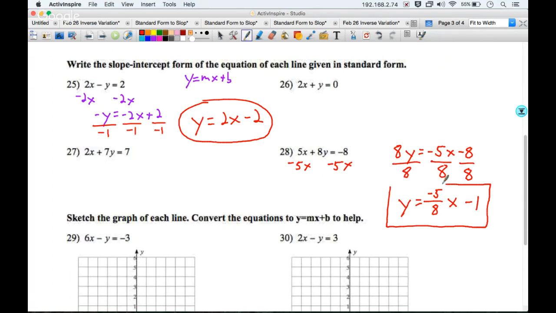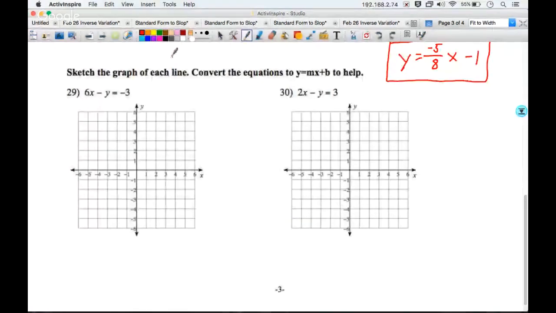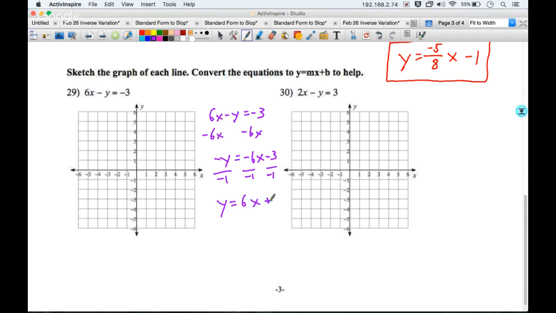All right, and then we put it all together for these last problems here. Convert to y equals mx plus b, and then use that to graph. So I'll just do 29. I'm going to subtract the 6x from both sides. Let me just copy it first. Move that 6x to the other side. Negative y equals negative 6x minus 3. Divide every term by negative 1. Then I get y equals 6x plus 3.